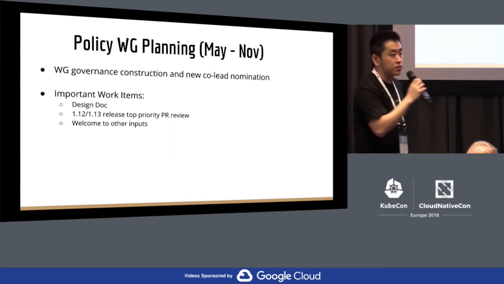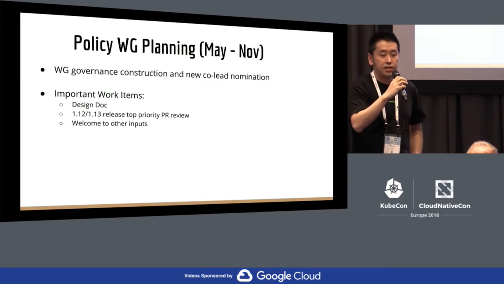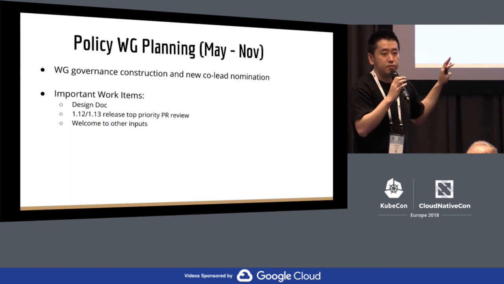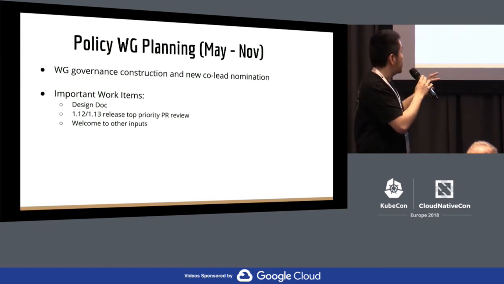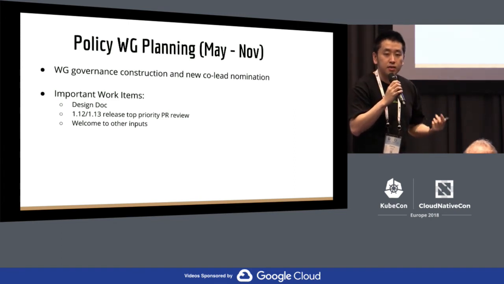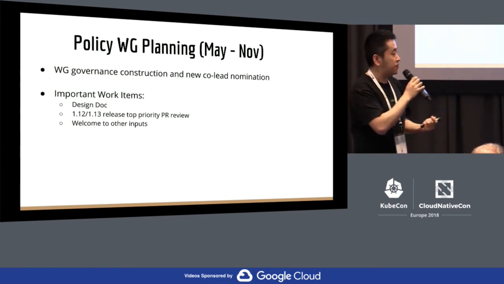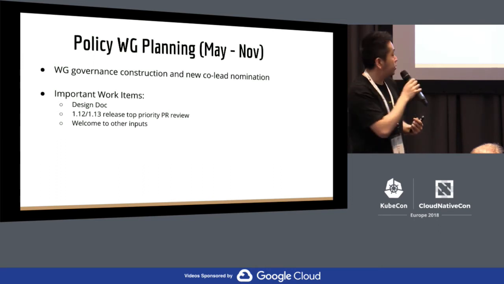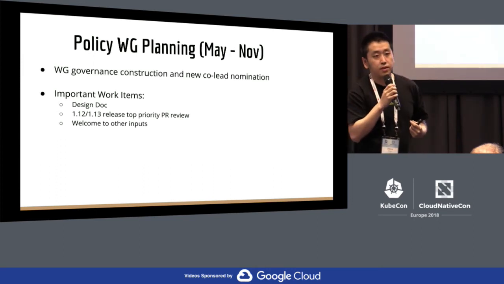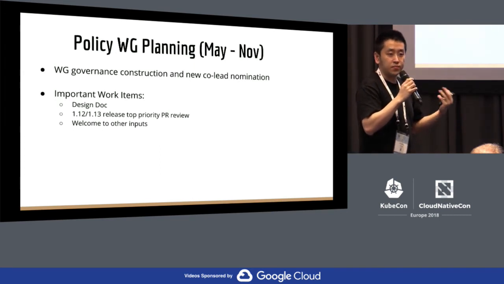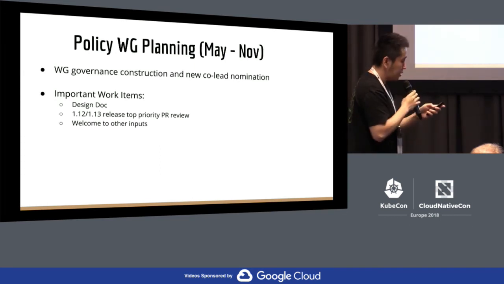And work items. The foremost one is our design document. All the use cases you have been seeing are documented in the design doc. So we will continue discussion of the design document, the architecture picture, all that stuff, alongside the discussion of the 1.12 and 1.13 release top priority PRs. So those three you just saw, and maybe others if people are interested in bringing them to the working group.